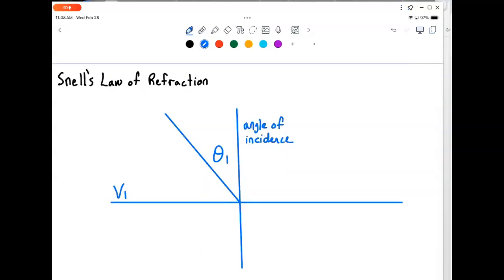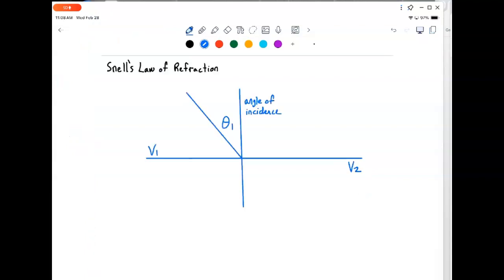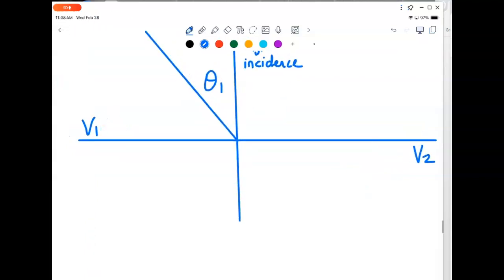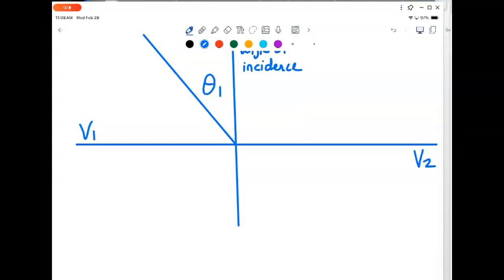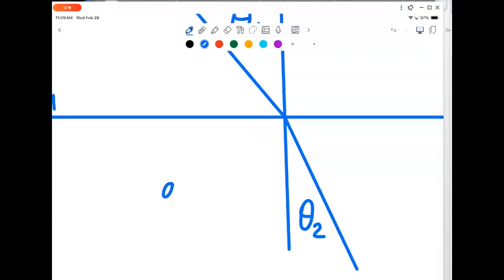And then what happens as you pass into a new medium, depending on the second medium, how fast the light passes through it, the light beam is either going to bend towards or away from the perpendicular. Okay. Now it turns out if the medium that you're coming into has a slower velocity, then it's going to bend towards it. If it has a higher velocity, it'll bend away from it. And that's called the angle of refraction, the second angle.